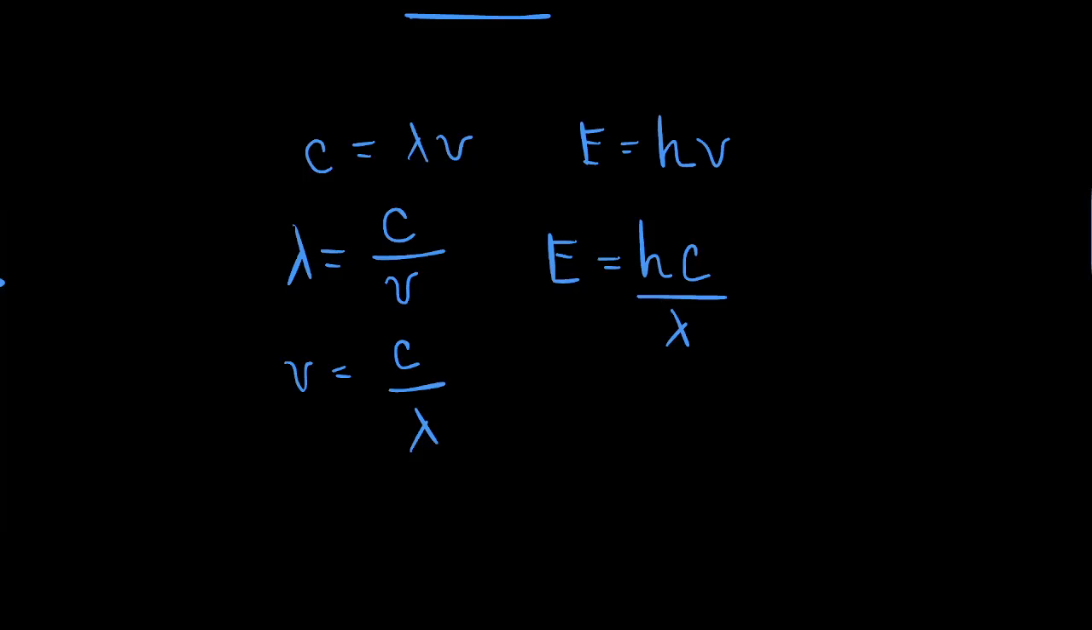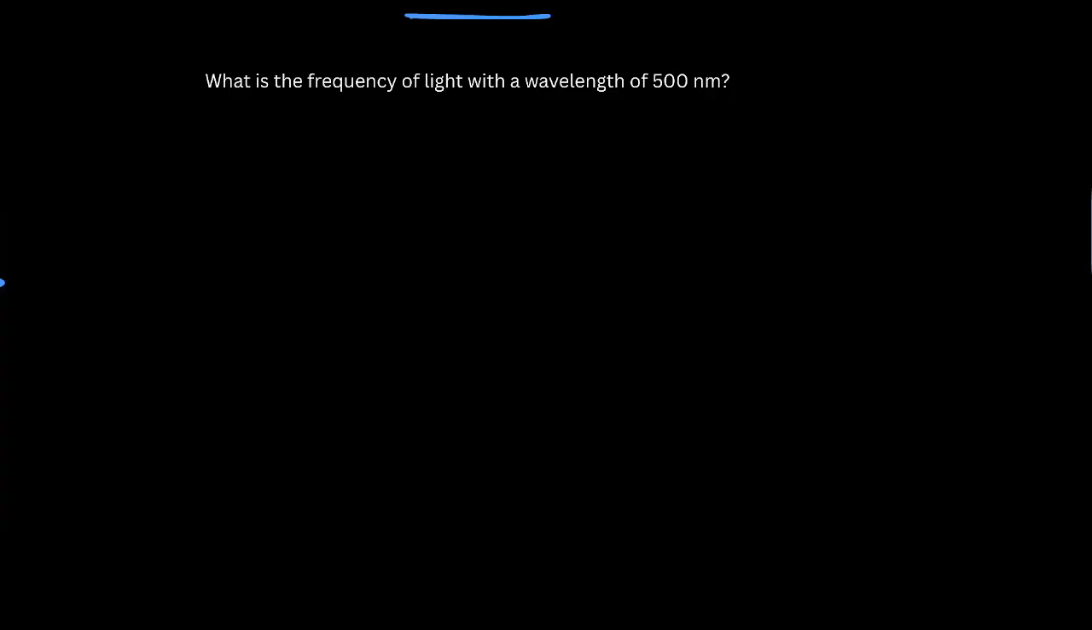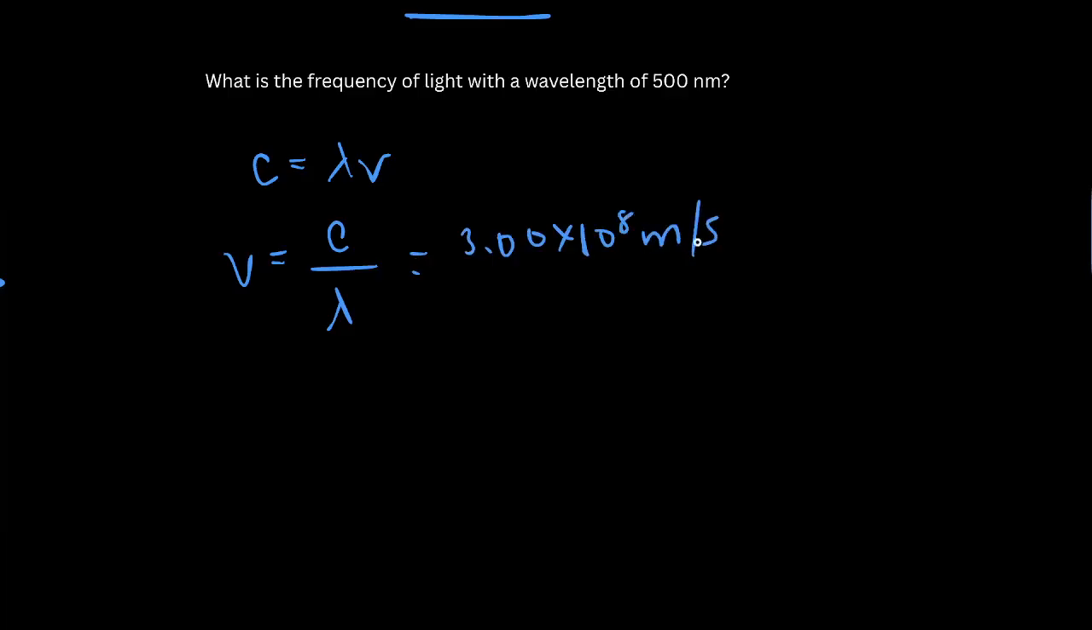And now let's just look at some problems to make this clearer. What is the frequency of light with a wavelength of 500 nanometers? Well, let's start with our original formula of c equals lambda nu. Here we're trying to find our frequency, or nu, so we can isolate for that. Dividing c by lambda gives us our frequency. We know that our speed of light is 3 times 10 to the 8th meters per second, which we divide by our wavelength of 500 nanometers.